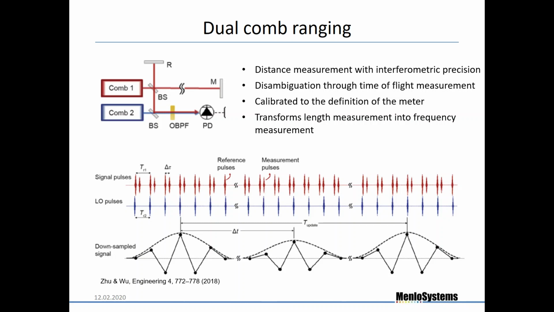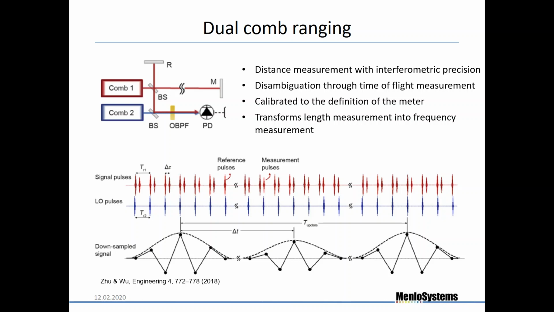On the other hand, there are interferometric length measurements, which give you sub-wavelength precision, but it's not an absolute distance measurement because you can be off by a multiple integer of that wavelength. This technique combines both. Here you have an absolute distance measurement, which at the same time has interferometric precision, which has sub-wavelength precision.